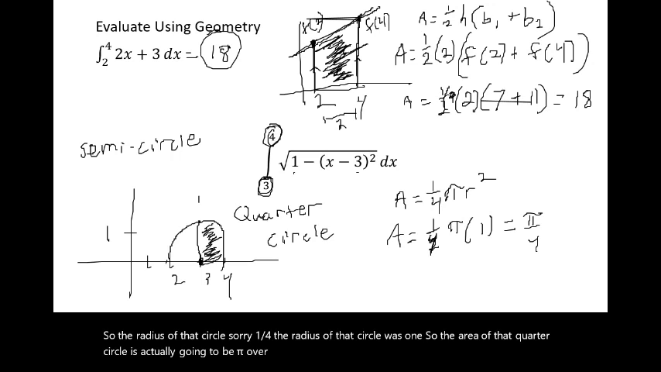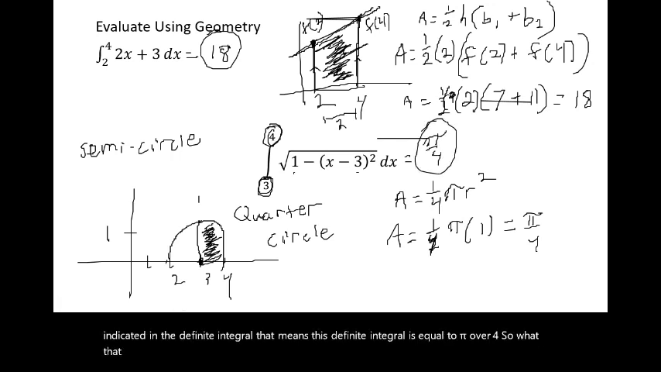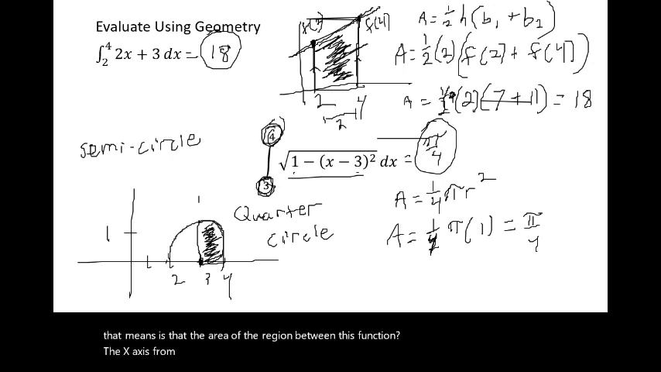Now, since this shaded region was the region indicated in the definite integral, that means this definite integral is equal to pi over 4. So the area of the region between this function and the x-axis, from 3 to 4, the exact area of that region, is equal to pi over 4.